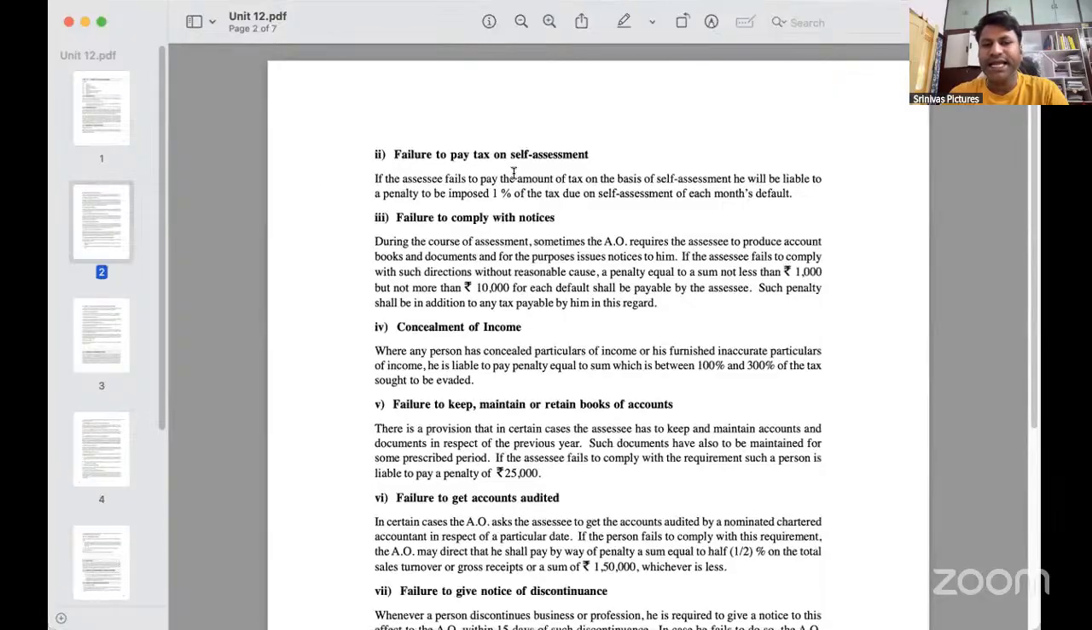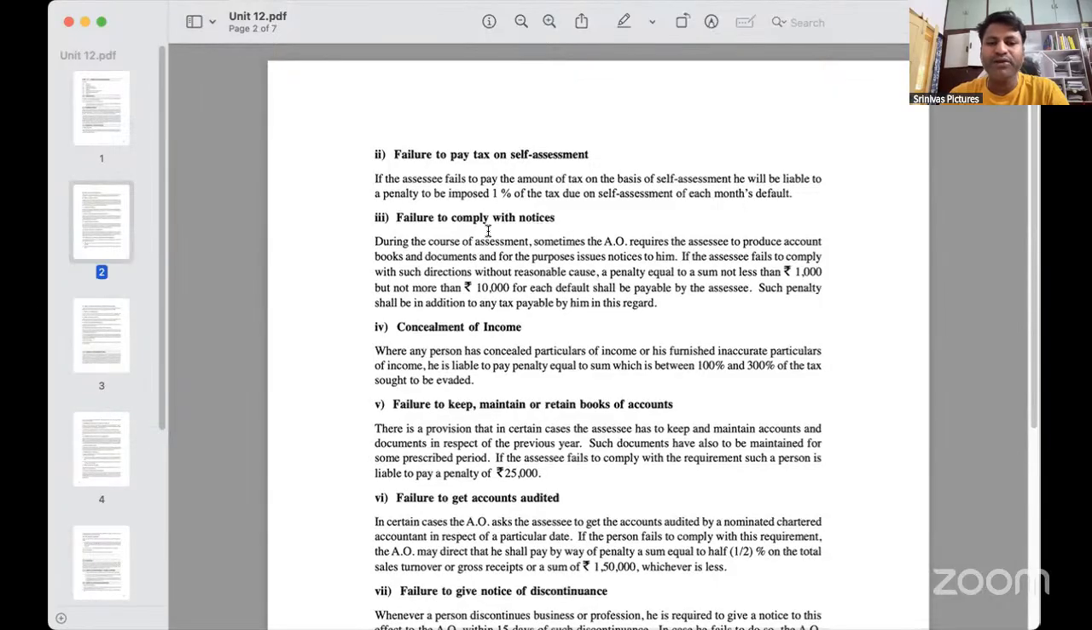Failure to pay tax on self-assessment. If the assessee fails to pay the amount of tax on the basis of self-assessment, he will be liable to a penalty of 1% of the tax due on the self-assessment for each month of default. So whatever the tax liability is, 1% of it again we have to pay as penalty.